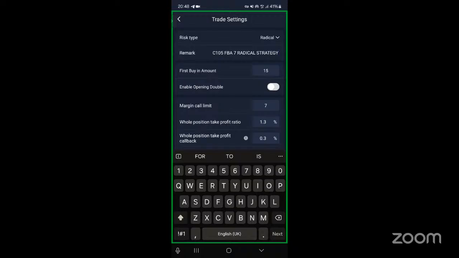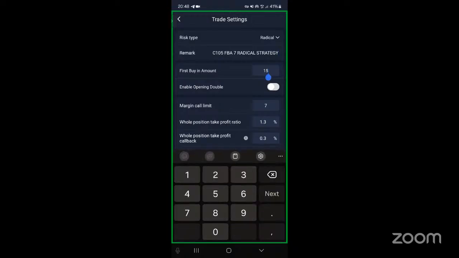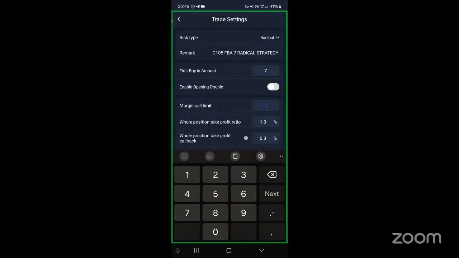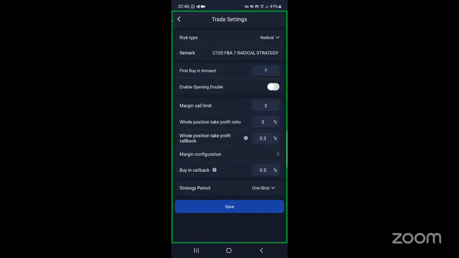Then I will come and put here $7, which is the first buying amount. Margin calls: if the capital is going to be $105, I'm going to put 3 margin calls. The robot will do 3 margin calls altogether. And then take profit, I will take 3%. Cycle, save.